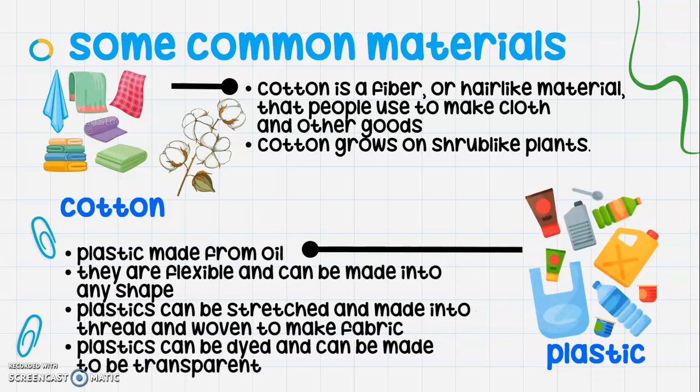Plastic. Plastic is made from oil. They are flexible and can be made into any shape. Plastic can be stretched and made into thread and woven to make fabric. Plastic can be dyed and can be made to be transparent.